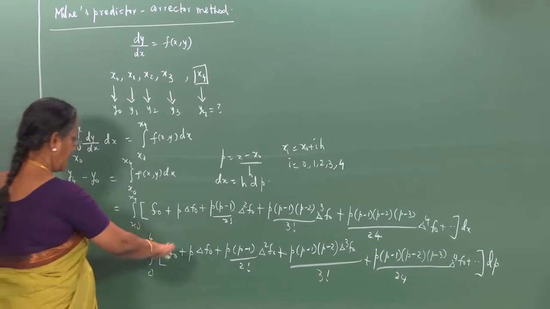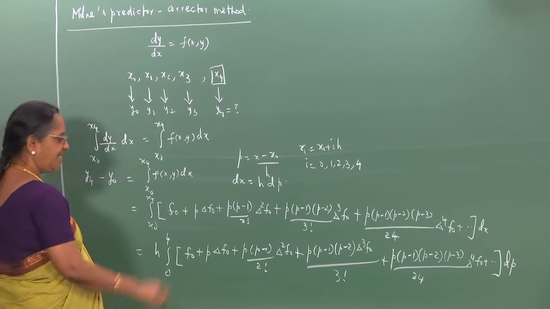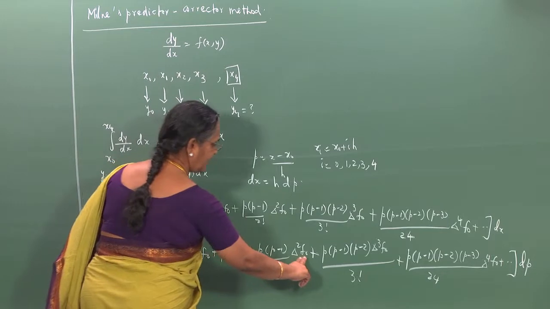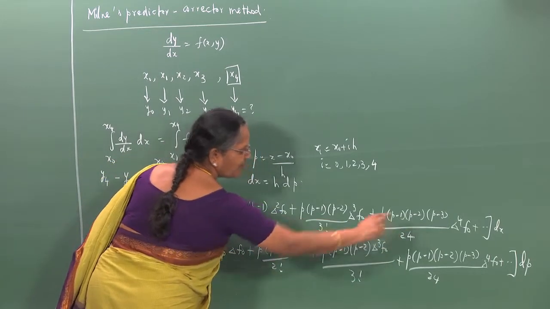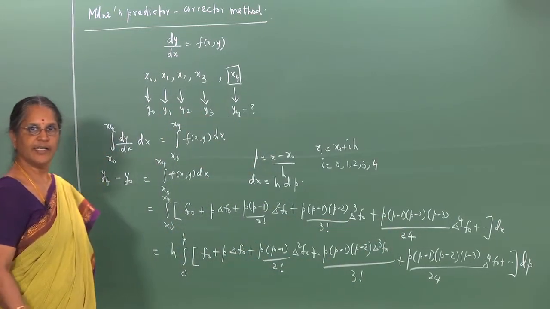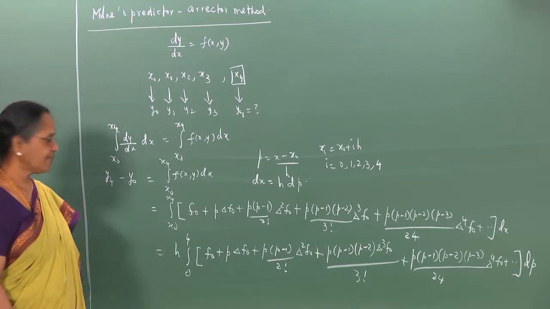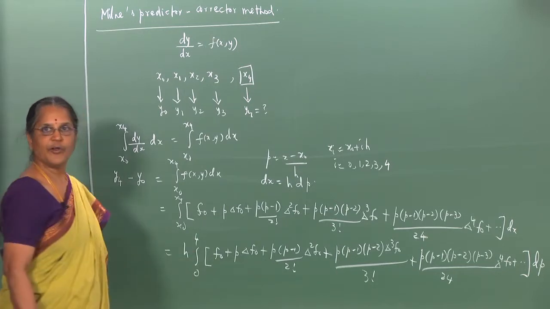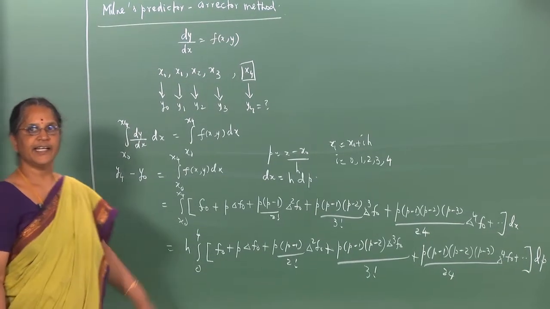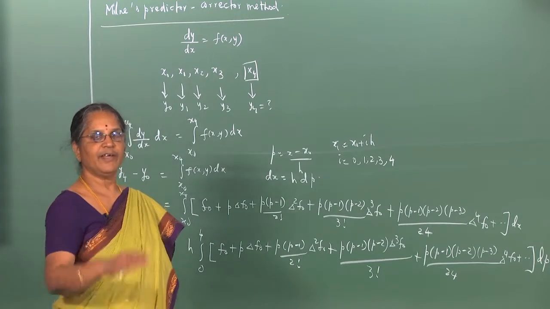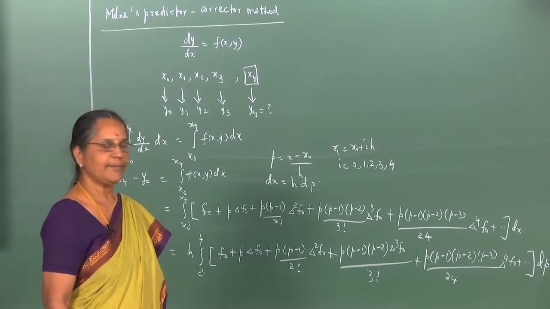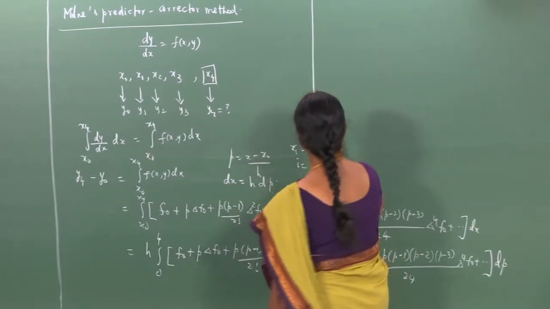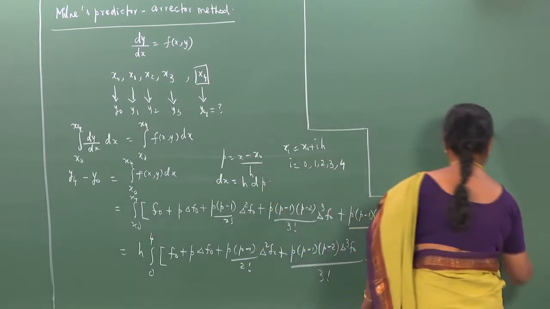We have to evaluate this integral and then substitute for the forward differences delta f0, del square f0, del cubed f0 and del power 4 f0 and simplify this result. So, when we perform integration, we end up with the following step. I have already indicated how you do it when we considered Adams-Moulton method. So, I just give the results of the integration of this step.